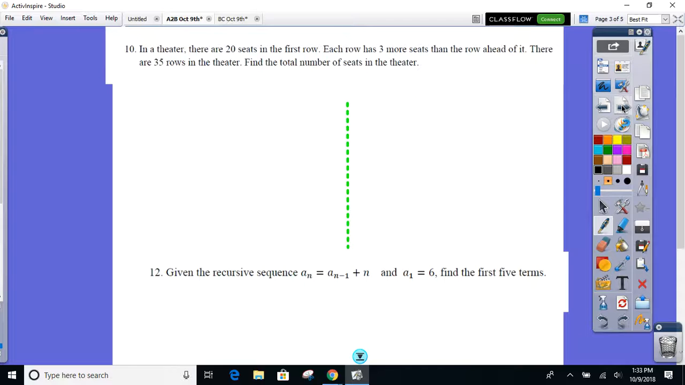What's the first term? 20 in the first row. Next one's going to have 23, 26. What type of sequence?